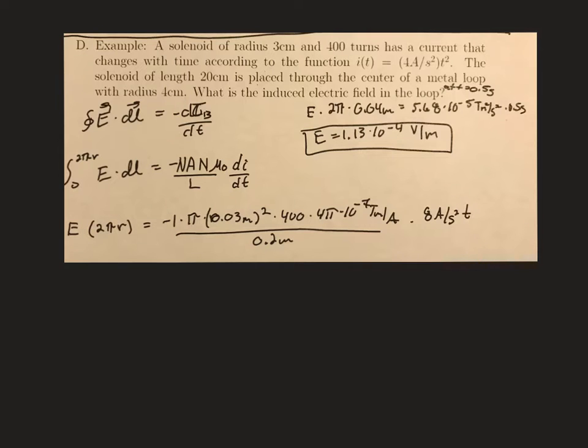Alright, so in this problem we have a solenoid. So we're going to draw our solenoid here. And it's going to have a radius of 3 centimeters. And n is going to equal 400 turns. And it has a changing current that's represented by the function given here.